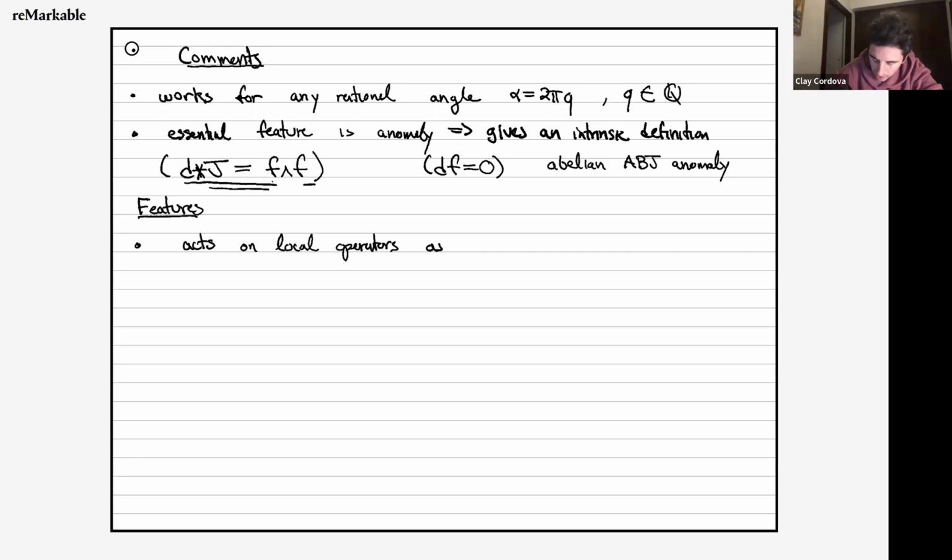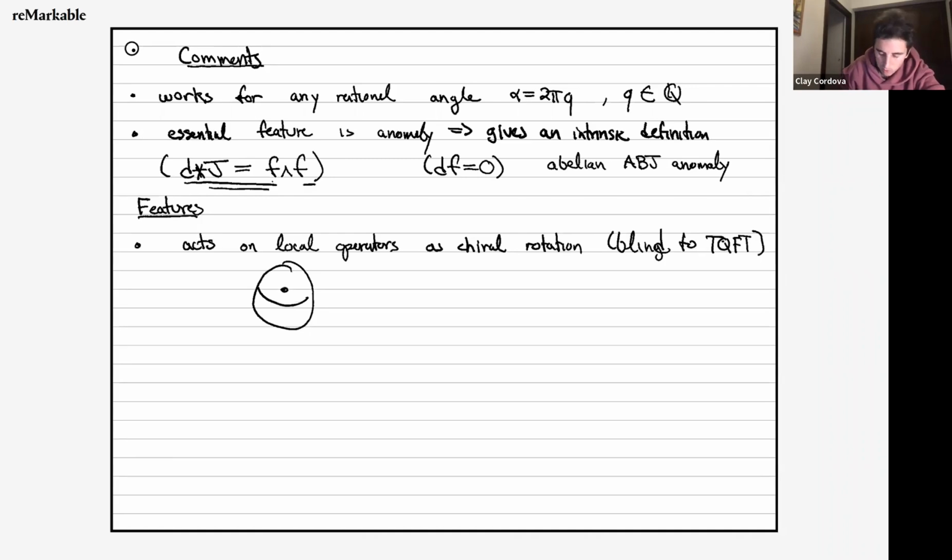So it acts on local operators as a chiral rotation, meaning it's blind to this TQFT. Acting on local operators as a chiral rotation means if I put this defect, this one with alpha equal to 2 pi q, on a little S3 inside any ambient manifold, with my operator O inside, then this is just equal to the phase e to the i alpha q_O times O. So it satisfies that kind of Ward identity.